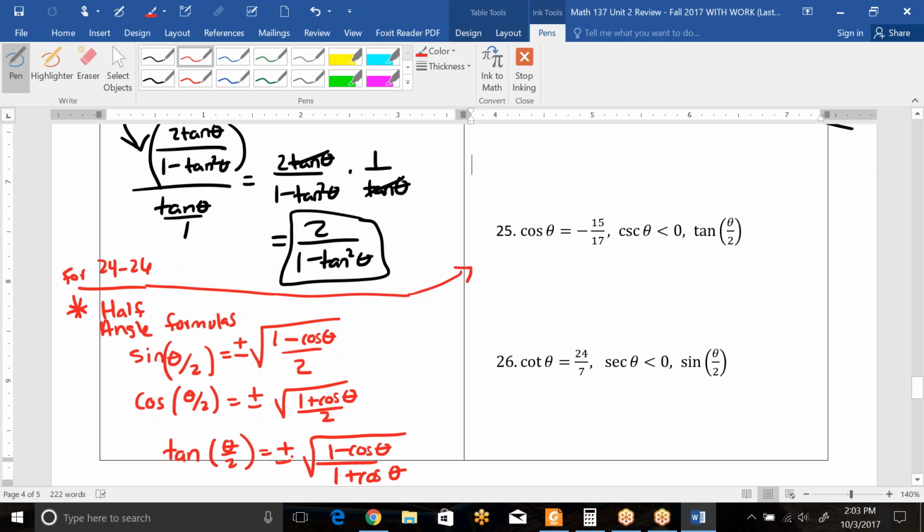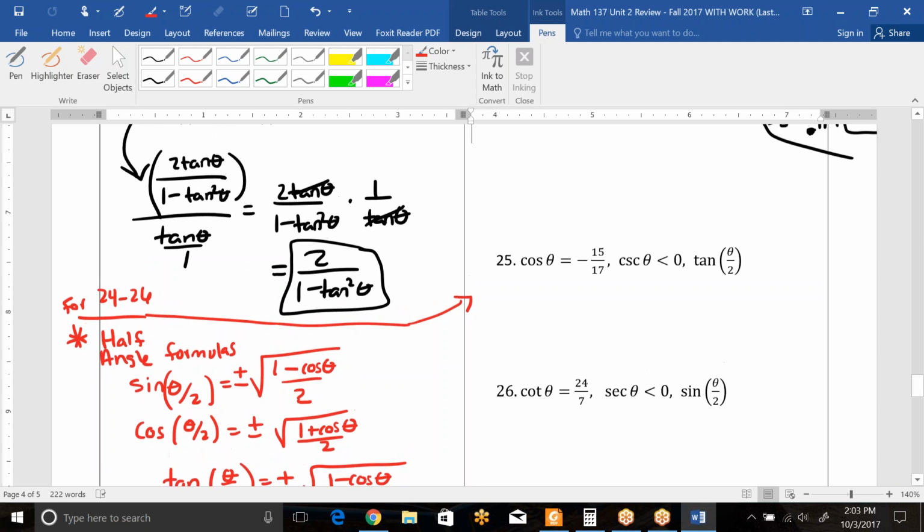And tangent half angle is plus or minus the square root of the sine over the cosine, so the 2's cancel out. So you just get 1 minus cosine over 1 plus cosine, and that's all under a square root. So let's go back up and look at number 24.